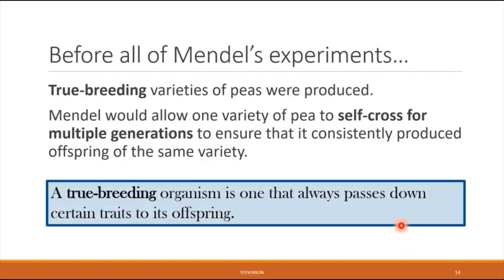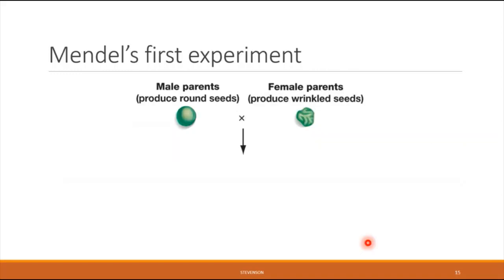So a true breeding organism is one that always passes down certain traits to its offspring, and this is what Mendel made sure of before he started his experiments. Let's take a look at what he did in his first experiment. What he did is he took two true breeding varieties of peas that had different textures to their pea seeds.